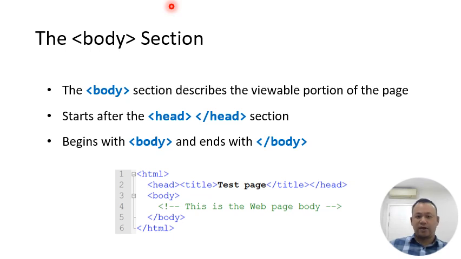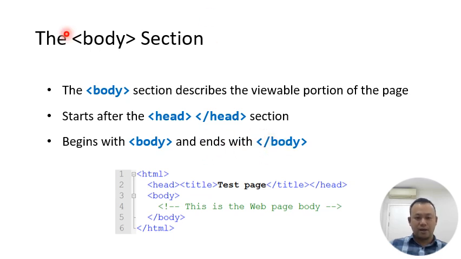The body section is a very important part that provides all information or content of a web page for viewers. This section in HTML contains all the info, all the content displayed on a web page. It encompasses text, images, links, forms, and other elements visible to users when they visit a website. This section appears after the head section and begins with body and closes with closing body.